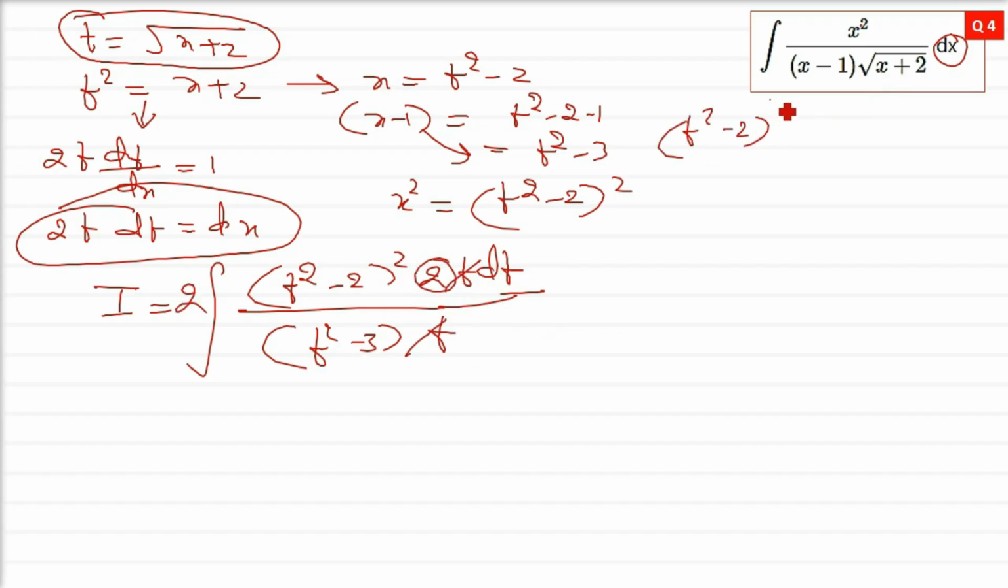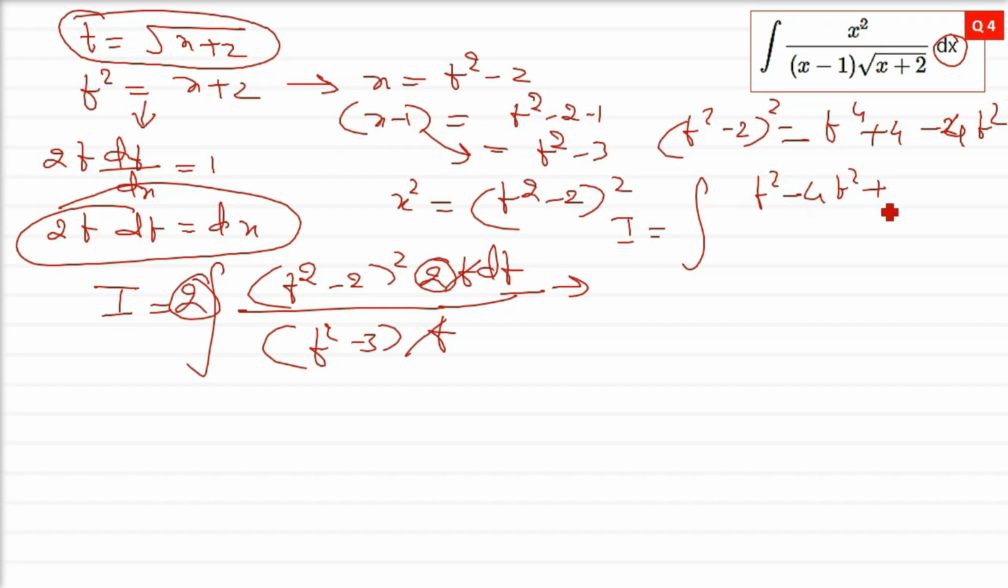t square minus 2 whole square, as I just suggested, it will be a square plus b square minus 2ab. So t raised 4 minus 4t square plus 4 can be written like this. This 2 we will use just now. So the integration has become like this: t raised 4 minus 4t square plus 4, it's t raised 4, okay? There is a slight change here. 2 will be multiplied. Now the order is higher.